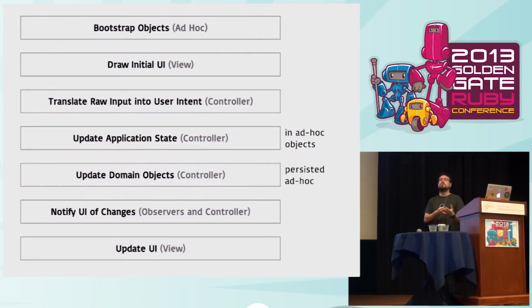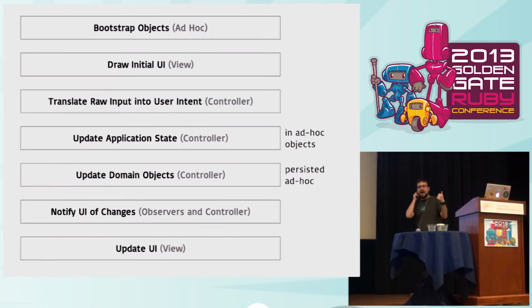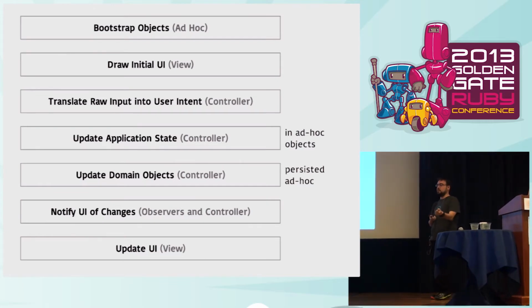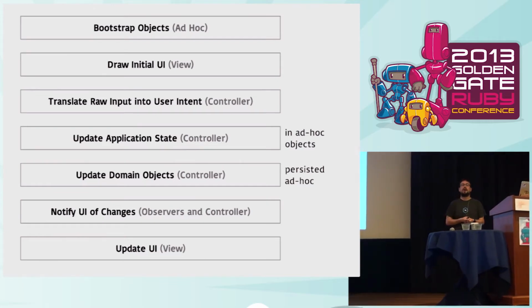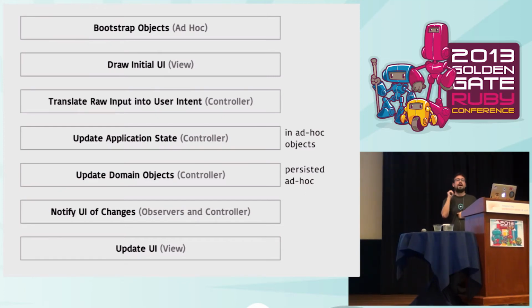So let's look at what is happening now when we talk about MVC. First of all, how do we get objects into the system in the first place? MVC actually does not tell us the answer to that question. MVC says, you bootstrap objects however you bootstrap objects, that's not my problem. That's some other pattern's problem. Who draws the initial UI? The view. Who translates raw input into user intent? The controller.